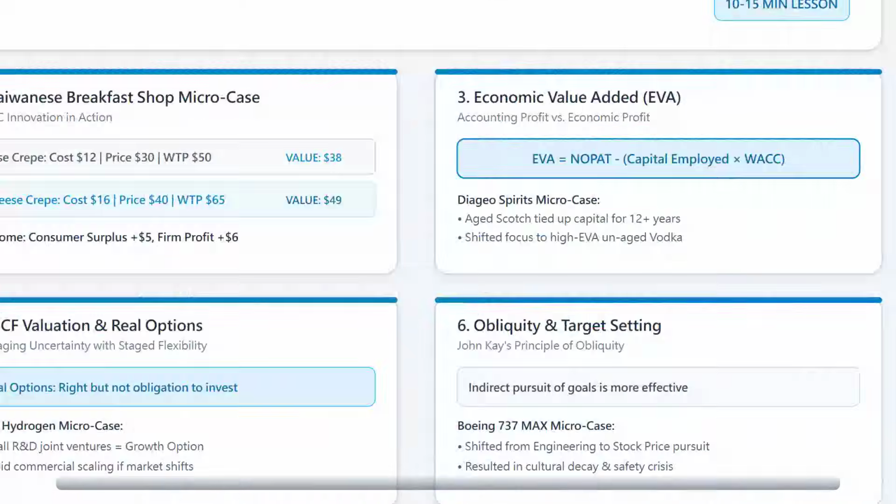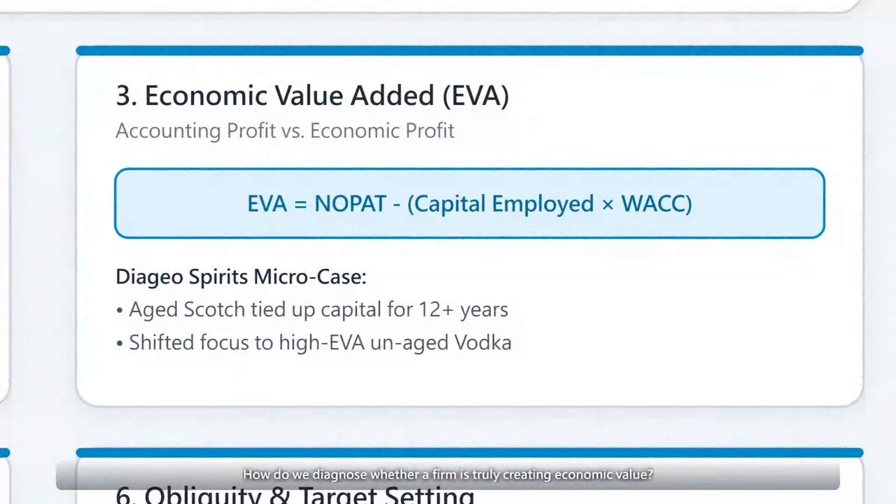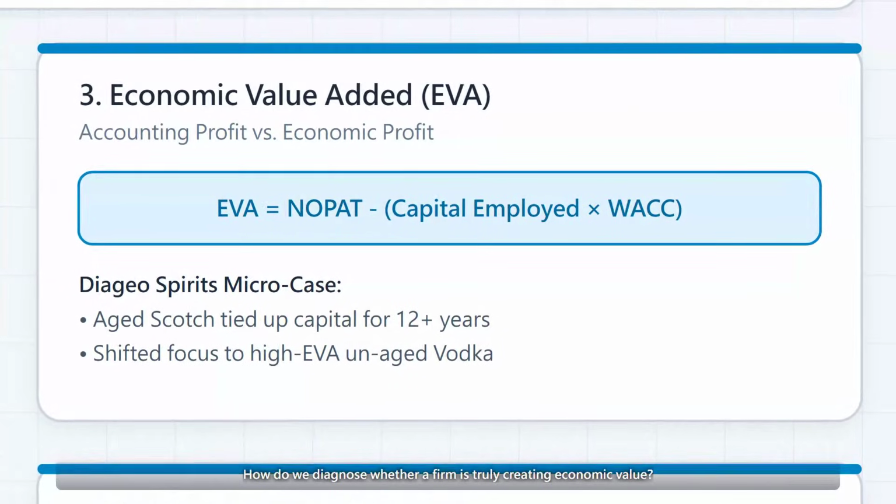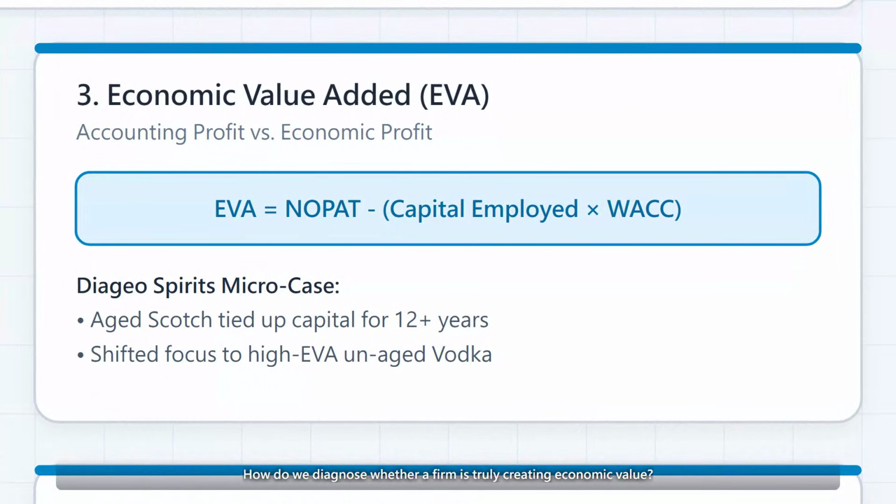How do we diagnose whether a firm is truly creating economic value? Traditional accounting profit ignores the opportunity cost of equity capital, making capital-intensive firms look profitable when they are actually destroying shareholder value. Economic value added, or EVA, solves this by deducting the full cost of capital employed. EVA equals net operating profit after tax minus capital employed multiplied by WACC.